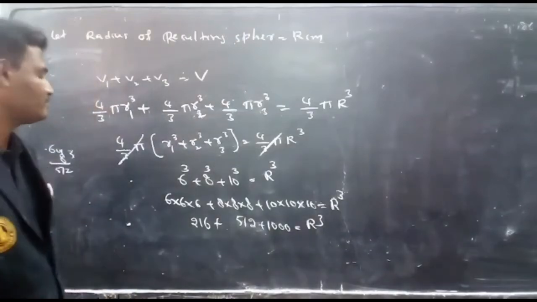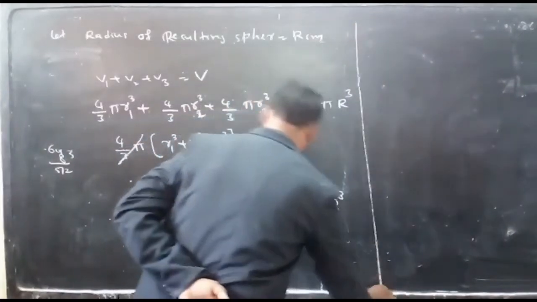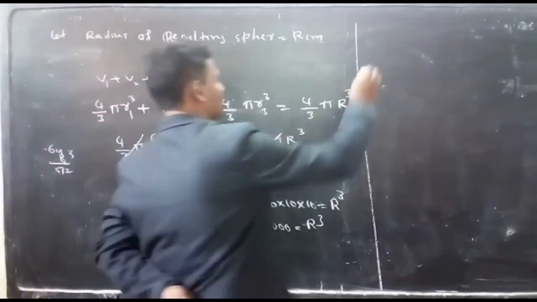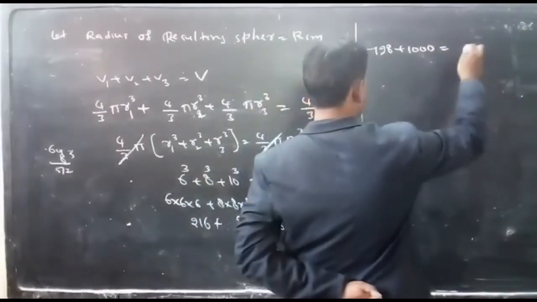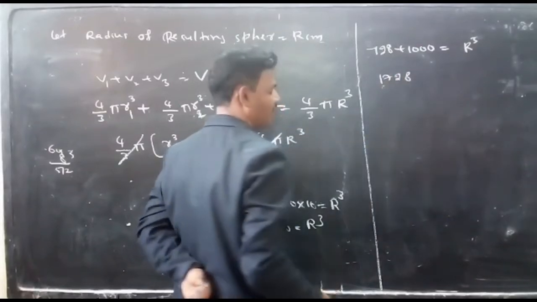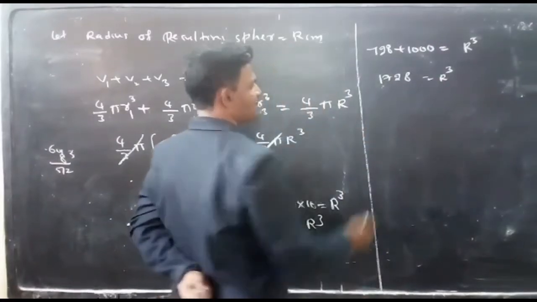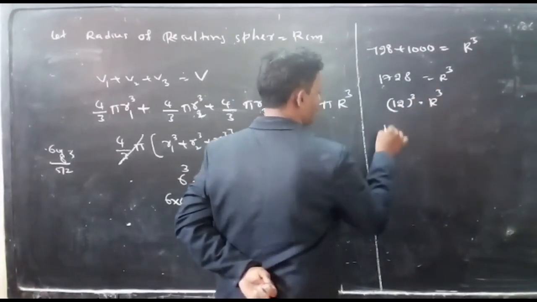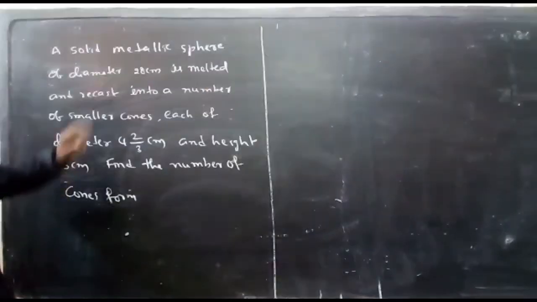Now add that. 216 plus 512 is 728, plus 1000 is equal to R cube. 1728 is equal to R cube. This one we can write as 12 cube. 12 whole cube is equal to R cube. Then R is equal to 12. So the radius of the resulting sphere is 12 centimeters.